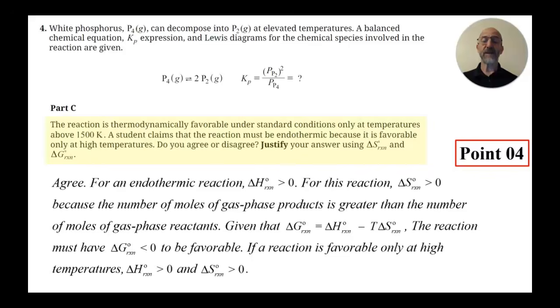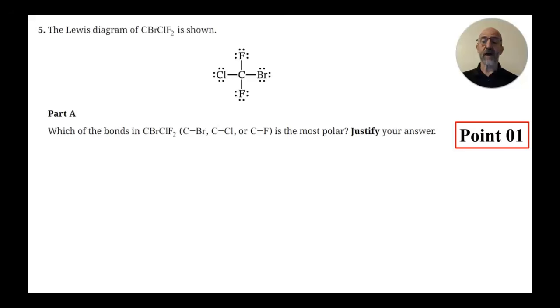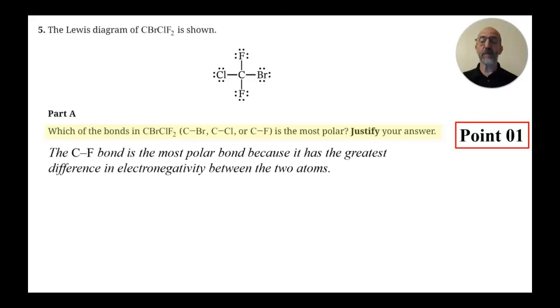So hopefully that all makes sense, because now let's go ahead and take a look at our next question, question 5, which is also a 4-point question. In question 5, we are given a Lewis diagram of CBrClF2. And part A asks, which of the bonds is the most polar? Justify your answer. So is it carbon-bromine, carbon-chlorine, or carbon-fluorine? Well, based on differences in electronegativity between the two atoms, it is the carbon-fluorine bond that is the most polar because it has the greatest difference in electronegativity between the two atoms. So that's the first point in question 5.